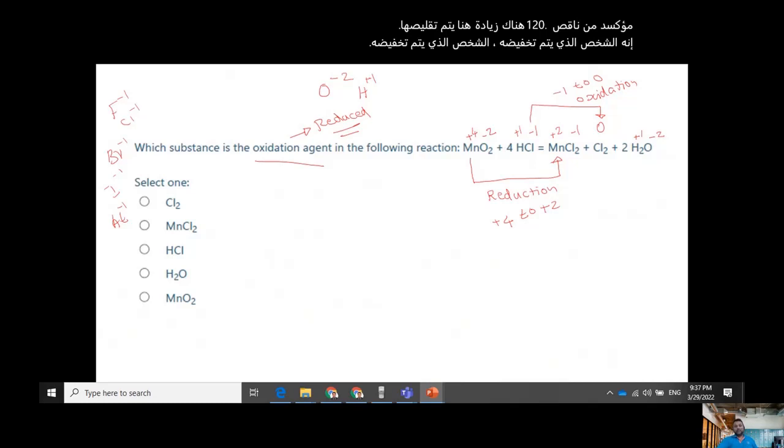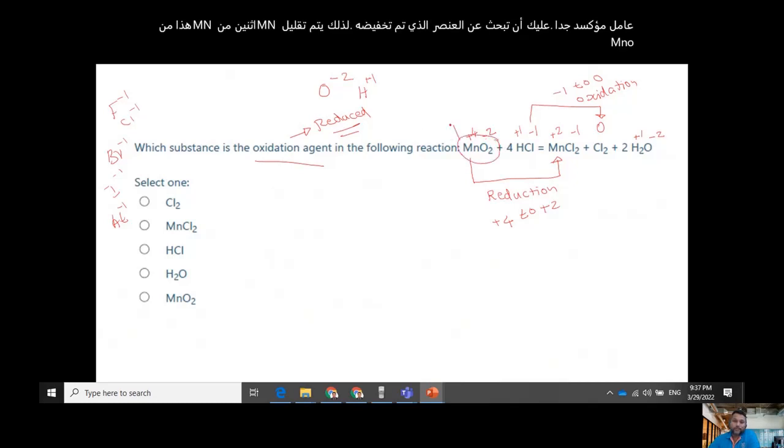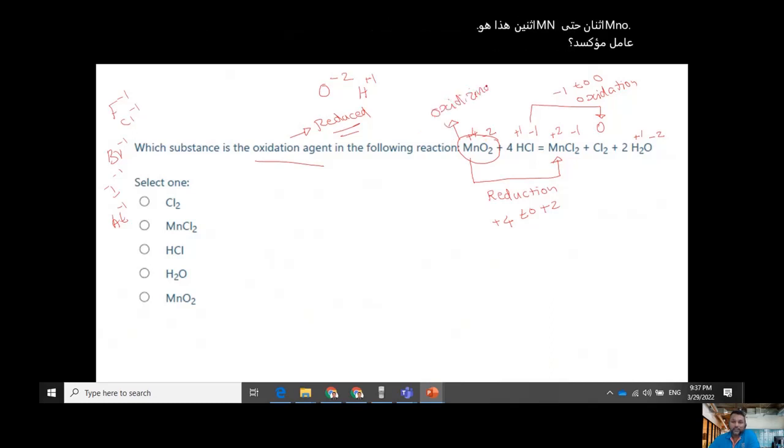To oxidize another substance, that particular substance must undergo reduction. So for the oxidizing agent, you have to look for which element reduced. Here, Mn is reduced from MnO2, so MnO2 is the oxidizing agent, because it is getting reduced in this reaction. The one which gets reduced is an oxidizing agent. So the answer here is MnCl2.